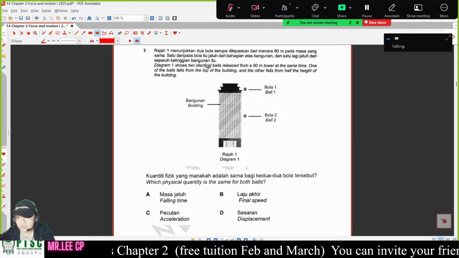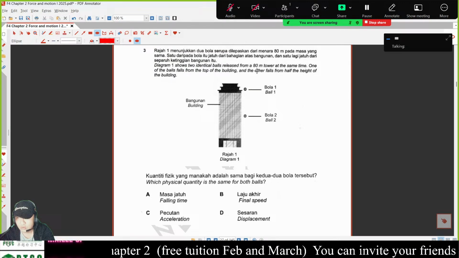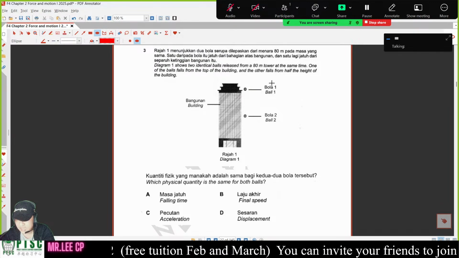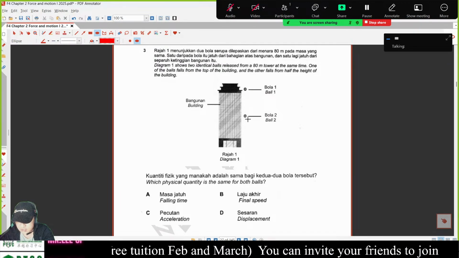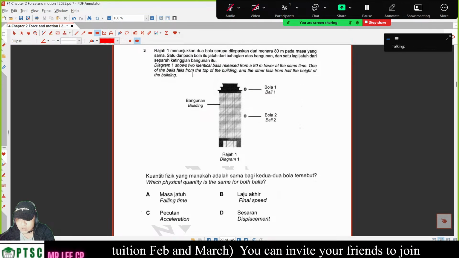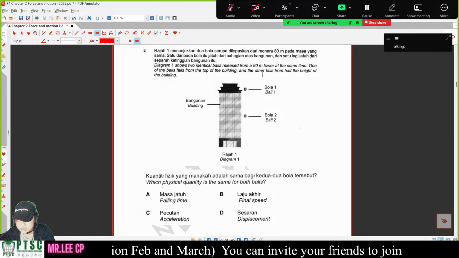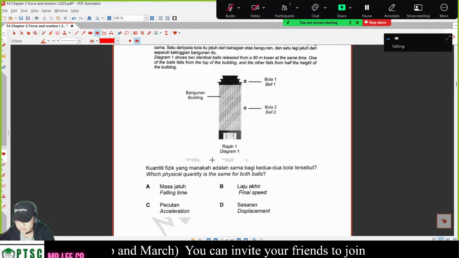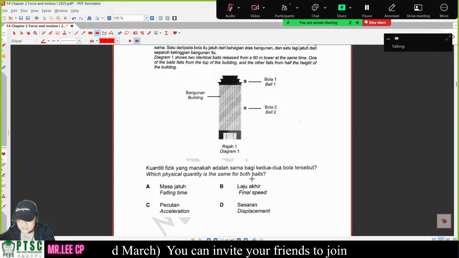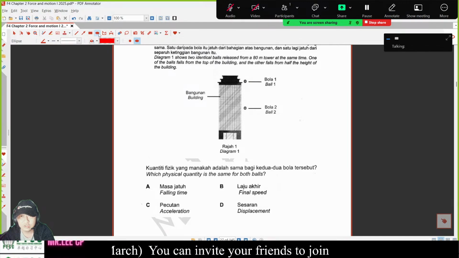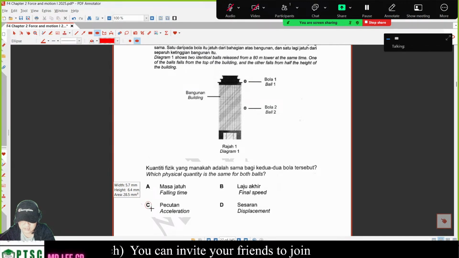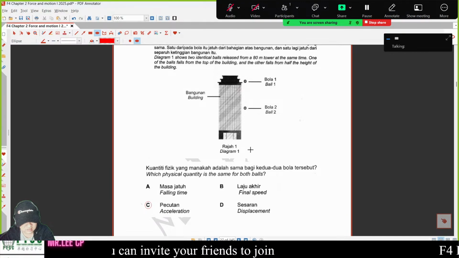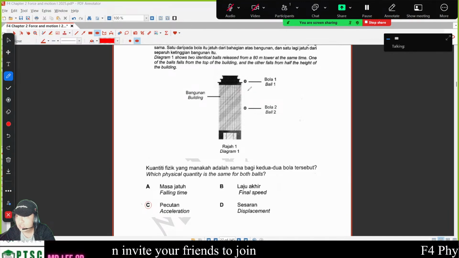The diagram shows two identical balls released from an altitude at the same time, at the tower. Ball 1 and ball 2. One ball falls from the top of the building. Another one falls from half of the height. So which quantity is the same? Okay, this one I haven't taught you, but you need to know it is acceleration. Right? The acceleration here is constant acceleration. Why? Because it is pulled by gravity.